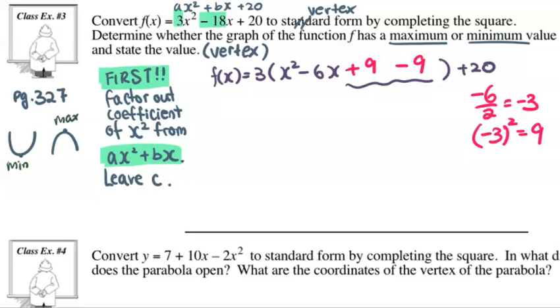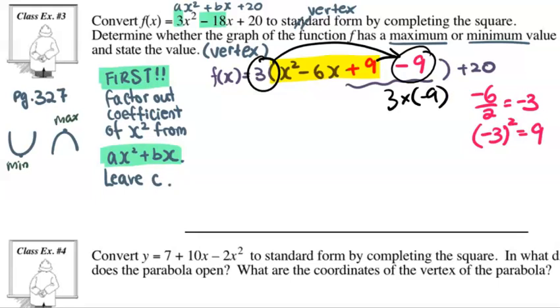Now this time, just be careful here. Again, these three terms form a perfect square trinomial. But that 9, I have to remove it from inside the bracket and I have to combine it with the plus 20. But I cannot just do -9 plus 20. Be super careful here. Why is that? Because this is not just -9. This is 3 times -9. Okay, so in my next step, I have to do 3 times -9 and then I add 20 to that.